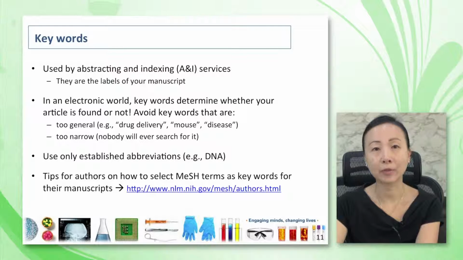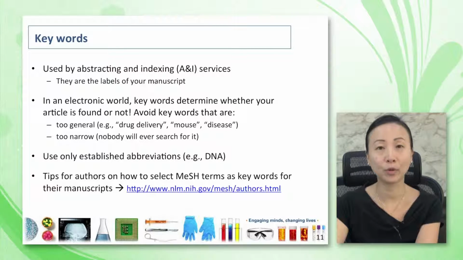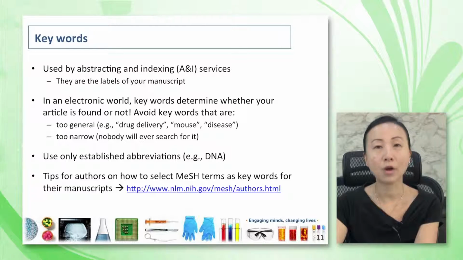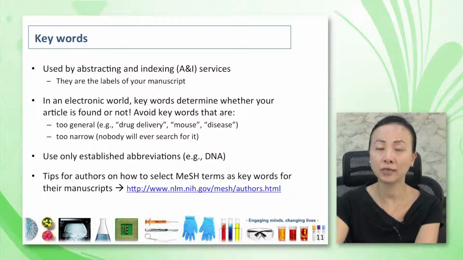Keywords are used by abstracting and indexing services to label or tag your article so that they can categorize your article for their database. The keywords you select will determine whether your article is found by potential readers or not, so avoid making them too general or too narrow. If you're going to use abbreviations, make sure that they are firmly established in the field of study. PubMed's medical subject headings page has some suggestions for authors on how to select appropriate MeSH terms as keywords. The benefit of using MeSH terms is that your abstract is more likely to appear in any given search and thus be read and cited by others.